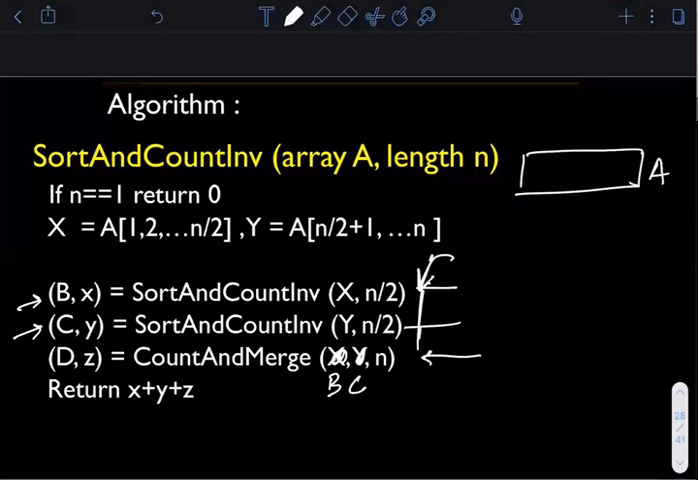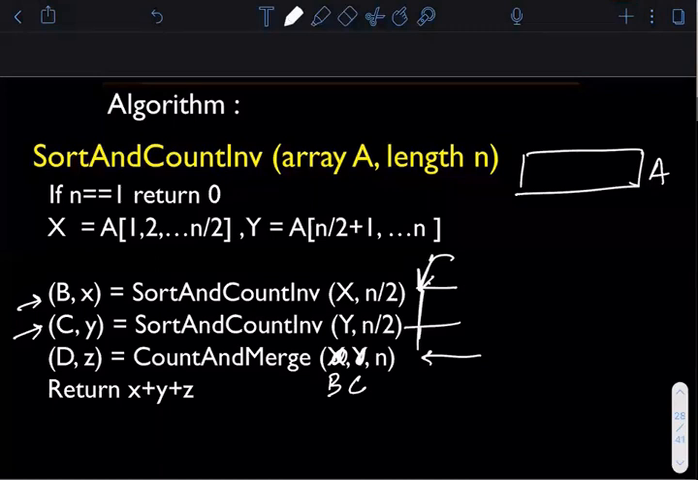Let me look at the chat. Keshav says, essentially we are converting left and right inversion into split inversion, and then after sorting, we are returning the split inversion, which becomes left inversion and right inversion at a level above. That is absolutely correct. Yes.